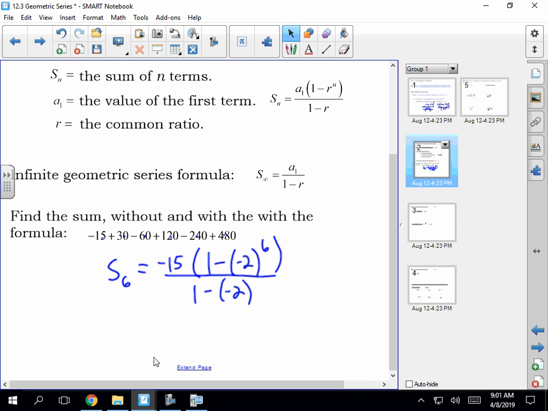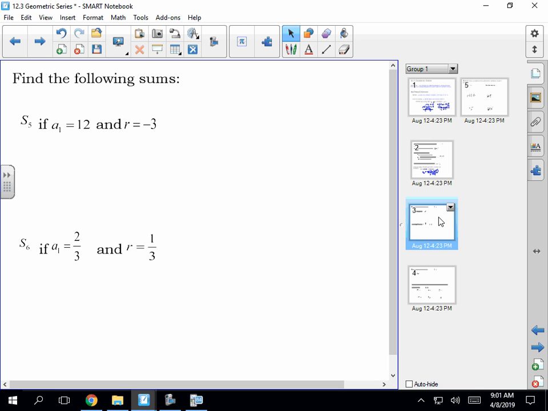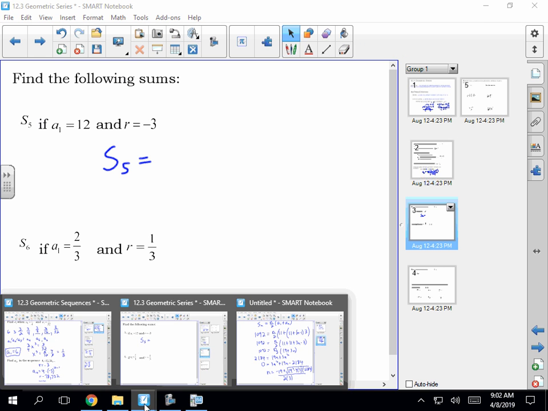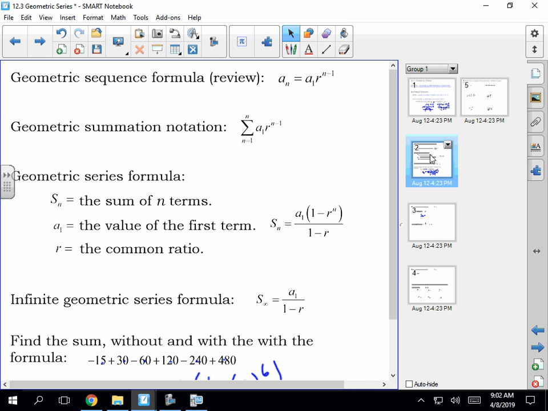All right. So see if you can find the following sums here, just using that formula. See if you can just set it up. We can set it up together, and then use your calculator. Here, we have S sub 5 equals a sub 1, and back to the formula here. It's a sub 1, 1 minus r to the n over 1 minus r.